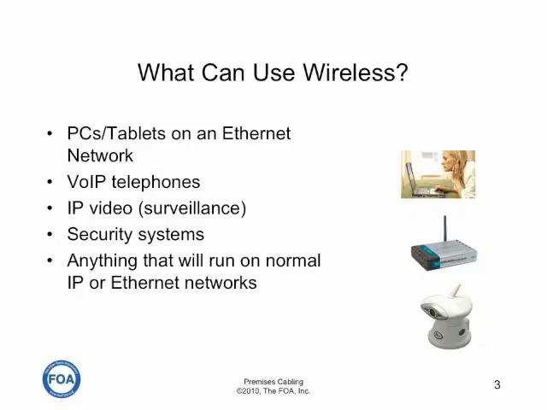Many types of devices can use wireless networks. Mostly we think of laptops and tablets on an Ethernet network, but they can also support voice over IP telephones, IP video for surveillance systems, security systems, and anything else that will run on normal IP or Internet networks.